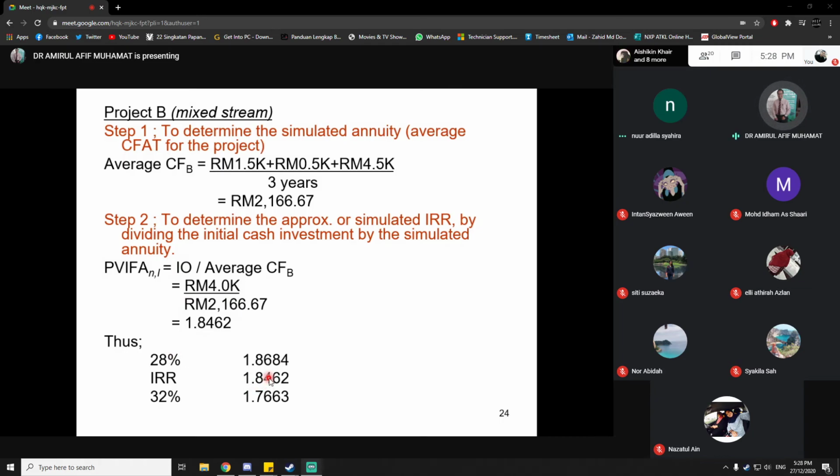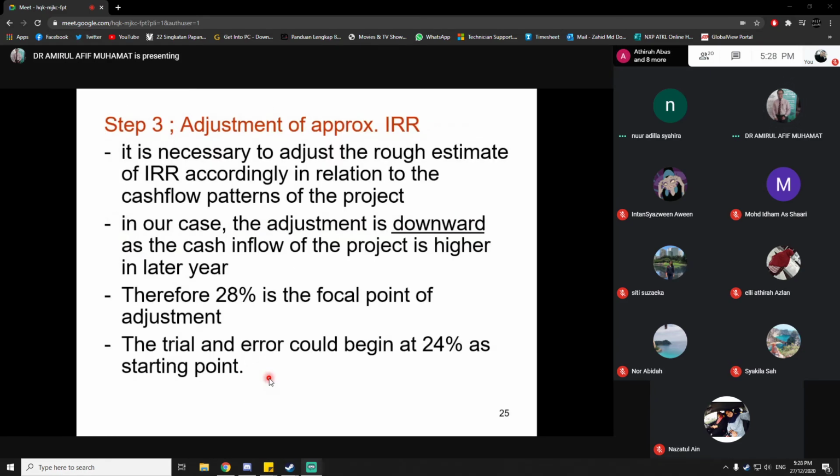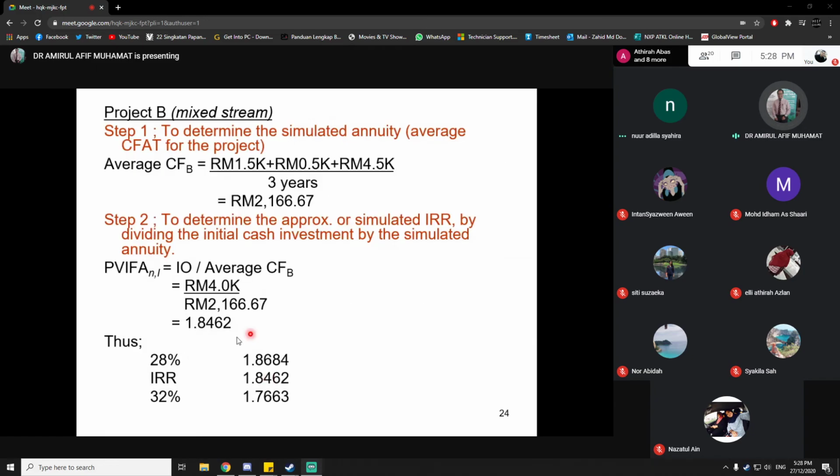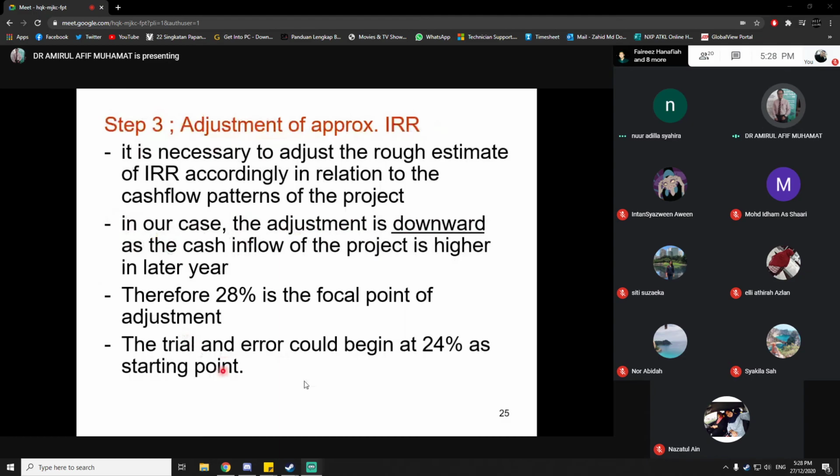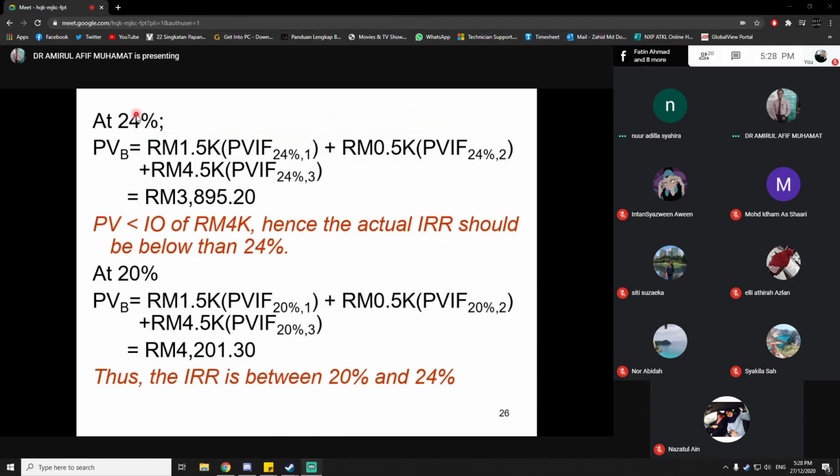Sebab you nak cari the nearest IRR tu. Okay, and then you pun try lah. Okay, trial and error. This thing memang dipanggil trial and error. Nampak? The trial and error. Okay, so you try at any point, but you need to have a very sensible try lah. Try tu maksudnya kena benda yang sensible lah, yang logic.